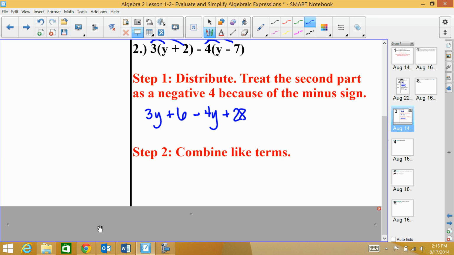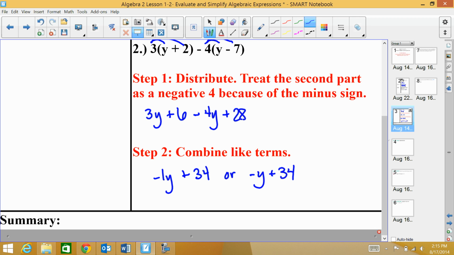So if we combine those, 3y minus 4y would be negative 1y. You can also just put negative y. And then 6 plus 28 would be positive 34. Or you could just have negative y plus 34. And it doesn't have to go in that order either. You could have 34 minus y if you wanted to. That would still work. So that's pretty much it.